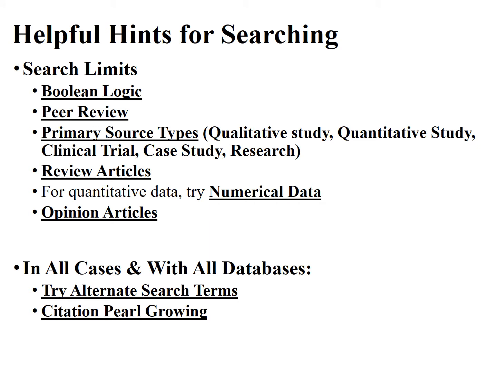There are ways you can make your database searching more fruitful using several tools such as Boolean logic, alternative search terms, and citation pearl growing. I will go through how to use them to create a better search to give you better search results.